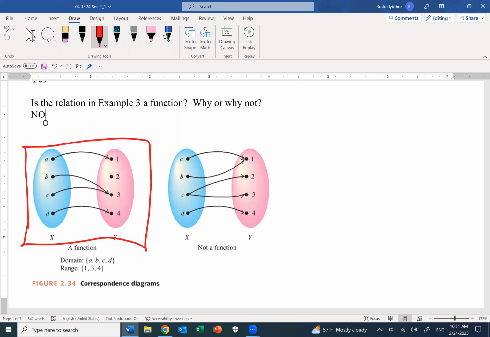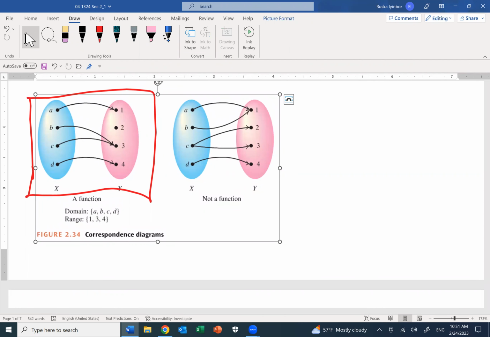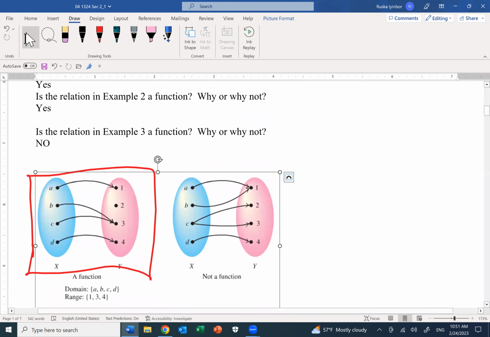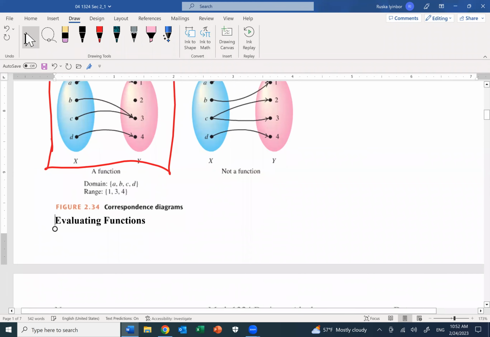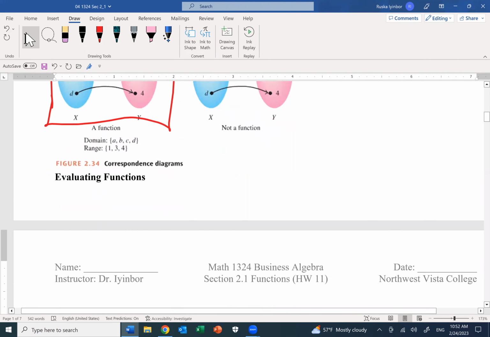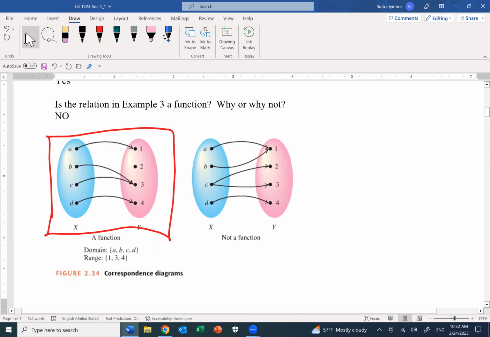So the elements of the domain are A, B, C, D. The elements of the range are 1, 3, and 4. So is that a function or not? Yes, it's a function, because if I want to list this as ordered pairs, I'm going to write it here. I'm going to list the ordered pairs for this example.